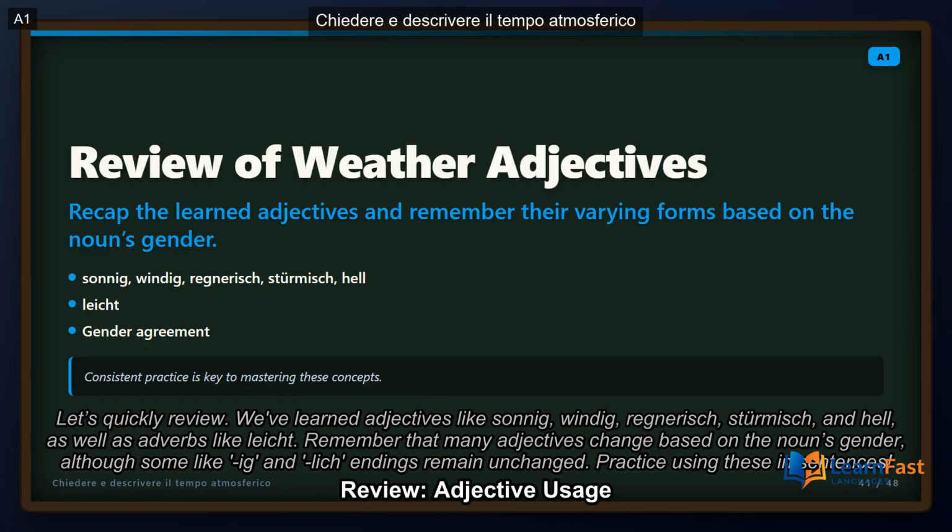Let's quickly review. We've learned adjectives like "sonnig", "windig", "regnerisch", "stürmisch", as well as adverbs like "hell" and "leicht". Remember that many adjectives change based on the noun's gender, although some like "-ig" and "-lich" endings remain unchanged. Practice using these in sentences.